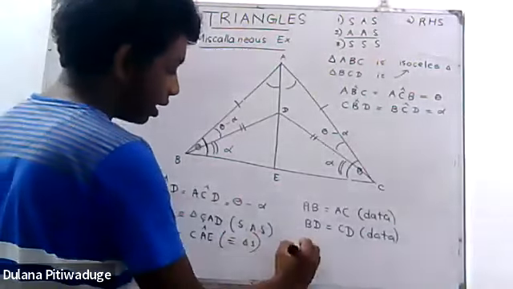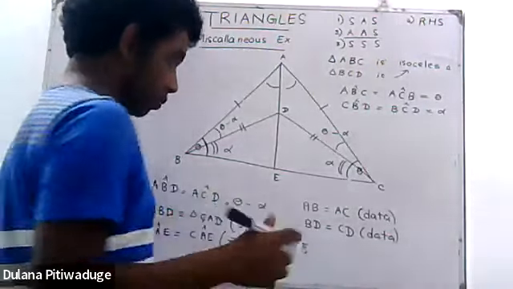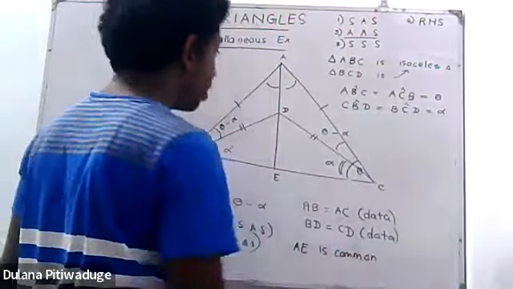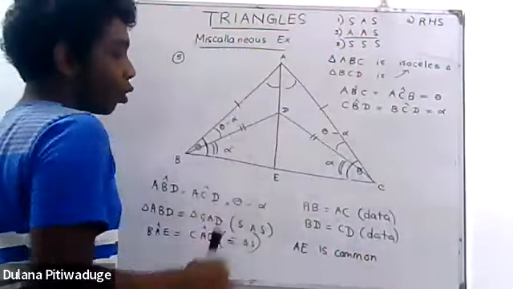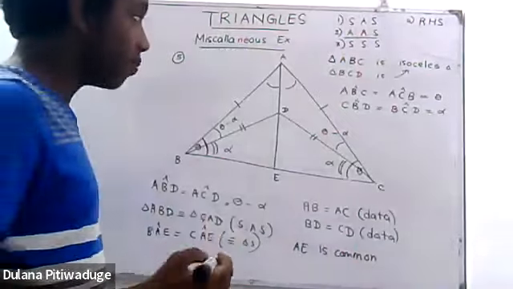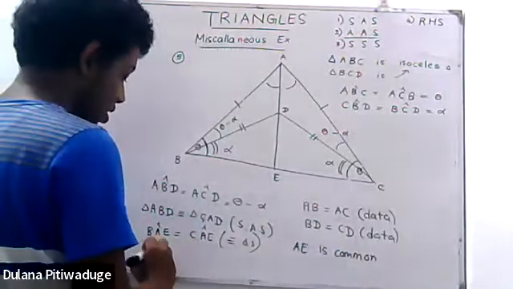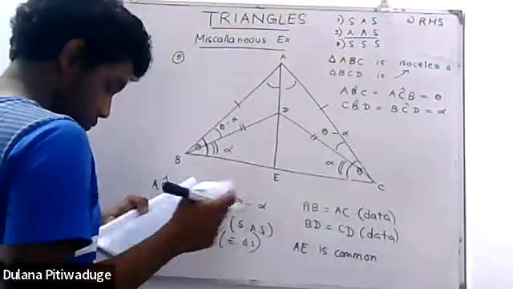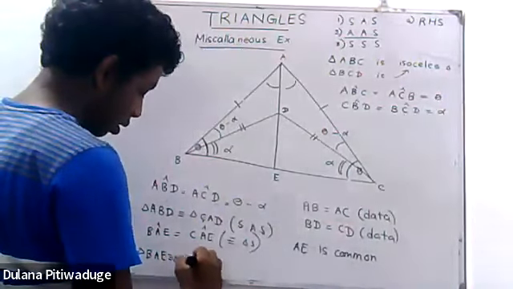Then again, AE is common, right? AE is common. So again, by the case of SAS, these two sides are equal. AE is common to both these two triangles, and this is the included angle. The included angle is same. So by the case of SAS, triangle BAE is congruent with triangle CAE.